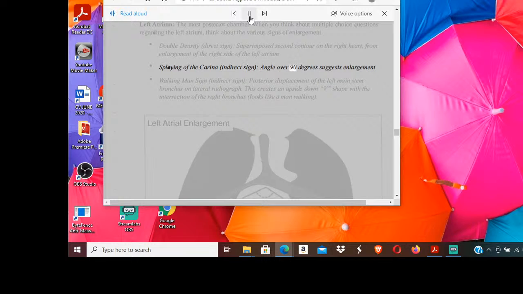Indirect sign: angle over 90 degrees suggests enlargement. Walking man sign. Indirect sign: posterior displacement of the left main stem bronchus on lateral radiograph. This creates an upside-down V shape with the intersection of the right bronchus, looks like a man walking. Left atrial enlargement.